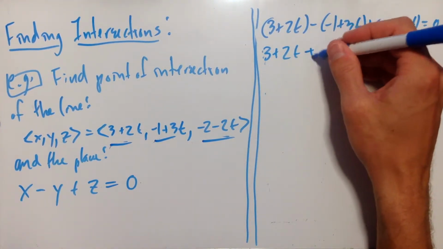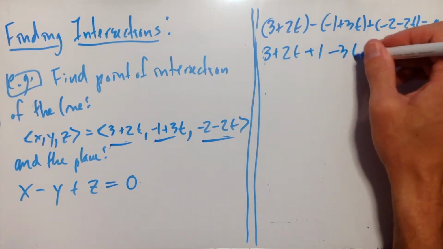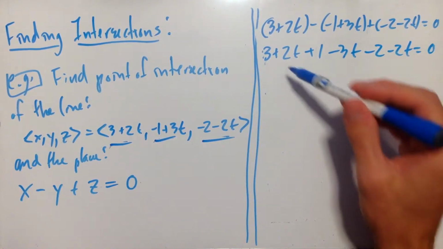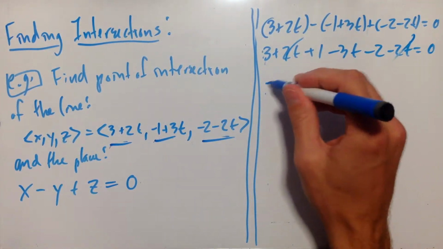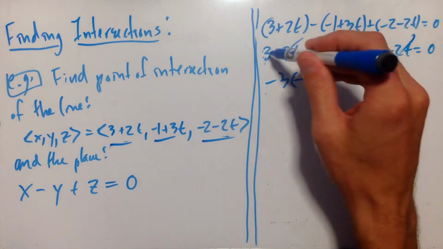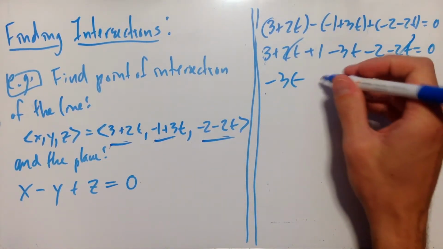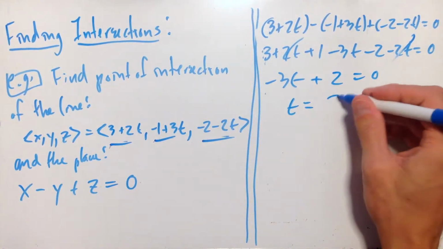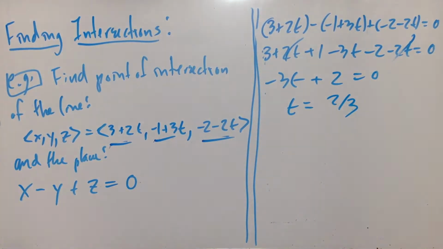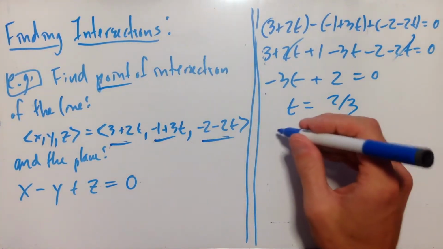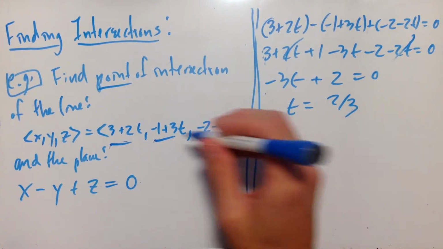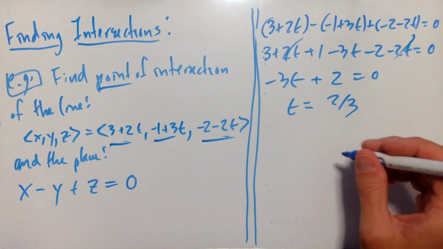Distributing here gives us 3 plus 2t plus 1 minus 3t minus 2 minus 2t equal to 0. 2t and minus 2t cancel, leaving us with negative 3t. 3 plus 1 is 4, minus 2 is plus 2, is equal to 0. So solving gives us t is equal to 2/3. Well, we weren't looking for t, we're looking for the point of intersection. So instead, we'll plug t equal to 2/3 back into our parametric equation.